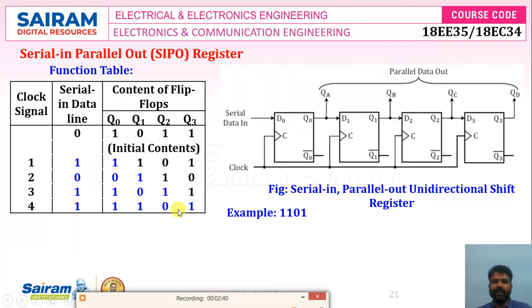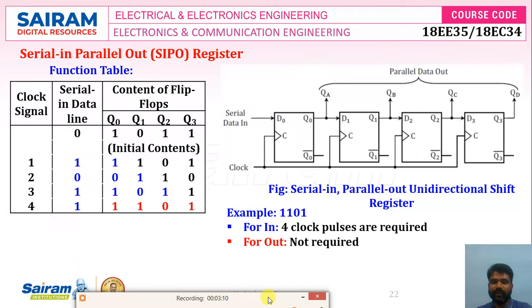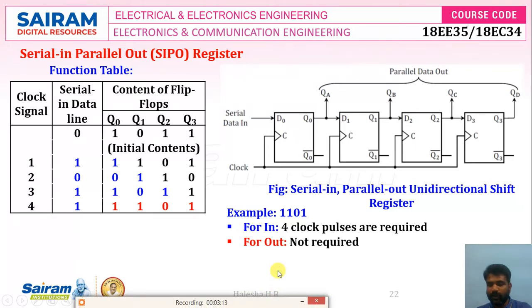As soon as the data is loaded, since we connected the output of each flip-flop to an output terminal, the data is available on the output terminal. So we only need to load the data. As soon as loading is completed, the data is available on the output terminal. For in, 4 clock pulses are required. For out, none are required. So together we require only 4 clock pulses. As you know, to perform serial in serial out operation for a 4-bit register, we need 8 clock pulses. Here, for serial in parallel out, we need only 4 clock pulses. Clear now?